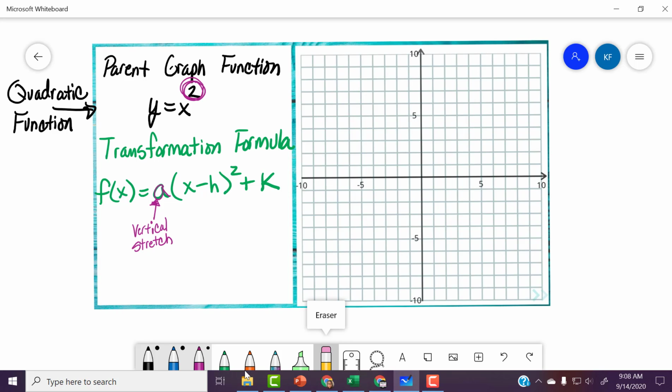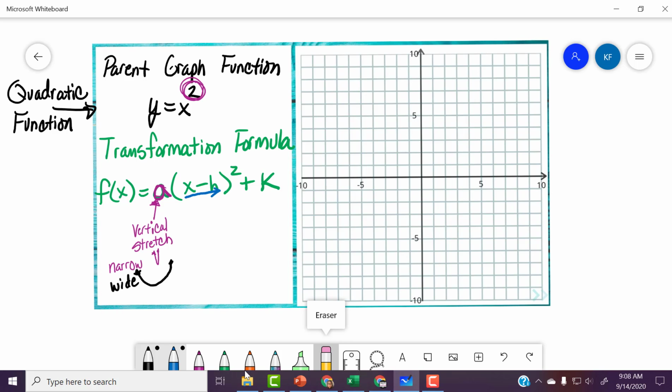So when I'm talking vertical stretch, it can make the graph more narrow, like skinny, or it can also make the graph wide. So something like that. It depends on what that A value is out in the front, which we'll look at later in one of the examples.